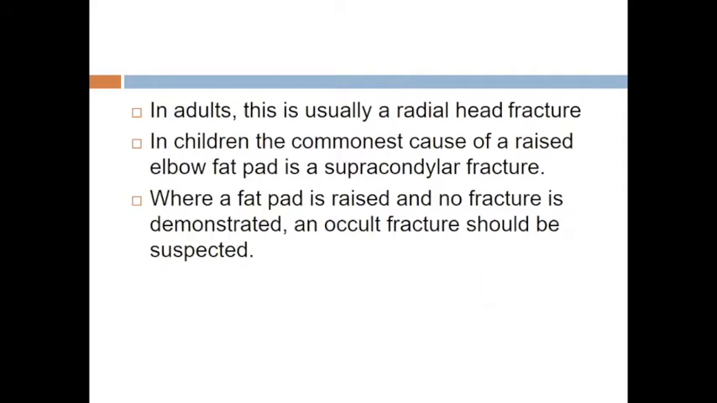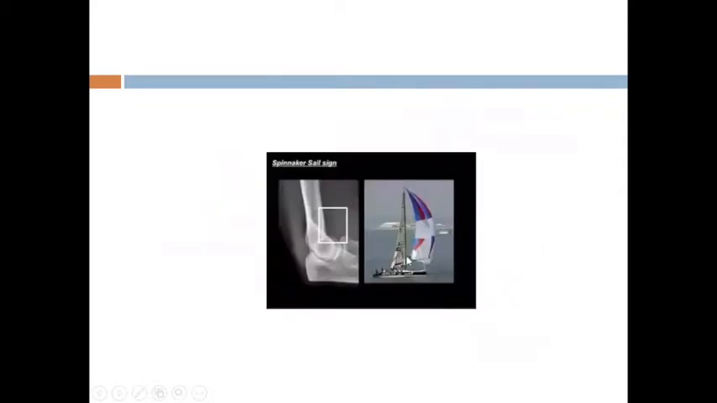And in adults, whenever there is a sail sign positive or anterior fat pad sign positive, it is due to radial head fracture. In children, the commonest cause is supracondylar fracture of the humerus. Here, this is actually the sail sign. You can see the anterior fat pad like this. So this particular sign is called the sail sign. Hope you understood why it is called the sail sign.